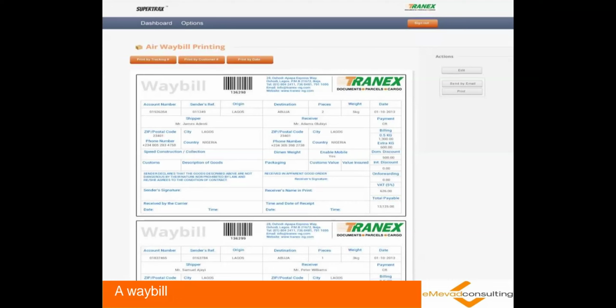Okay. So if you check the way bill, you will see the account number. Every company has an account number, because that is how we trace the company who is doing business. We have the sender's reference number. You have the shipper's name. Shipper is also the consignor or the sender. You have the origin. You have the zip code. You have the city, phone number, address. All those details must be there. Date and time and signature of the sender, as well as signature of the receiver.